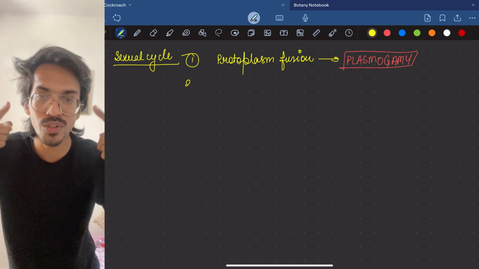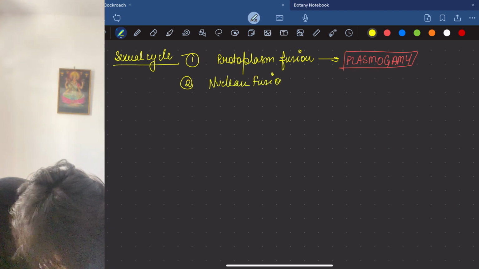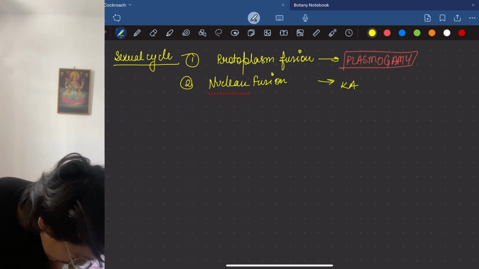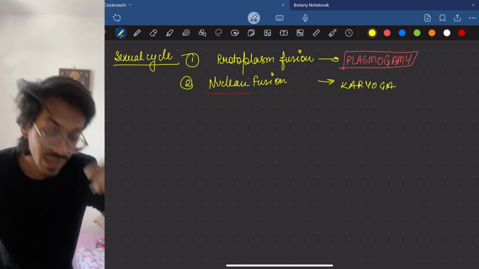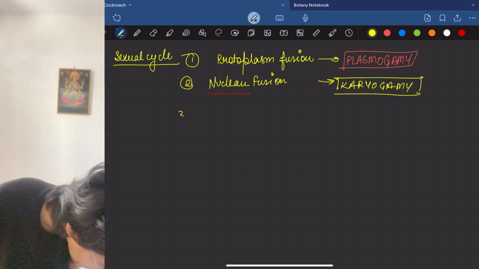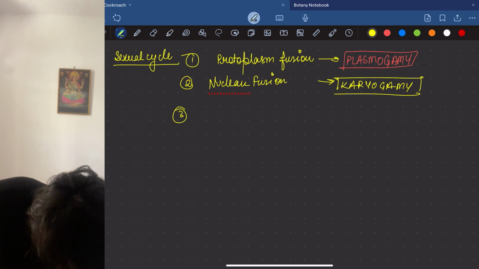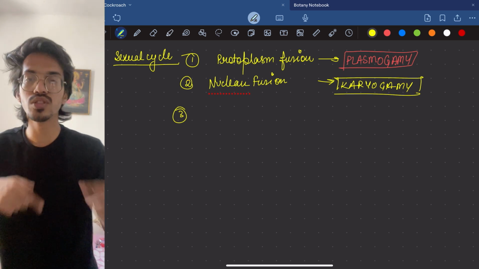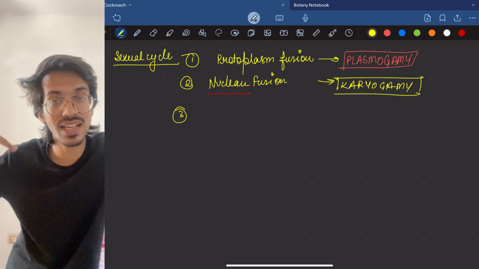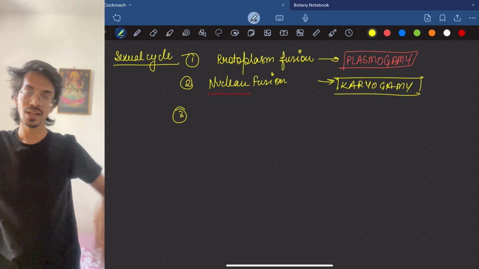Now the nuclei will fuse, so the second step is nuclear fusion. Since for nucleus we use the word karyo, we call it karyogamy. Gamy means fusion, union. And the third step: once they are fused, ploidy has increased. If this cell has n ploidy and this has n ploidy, n plus n gives 2n.